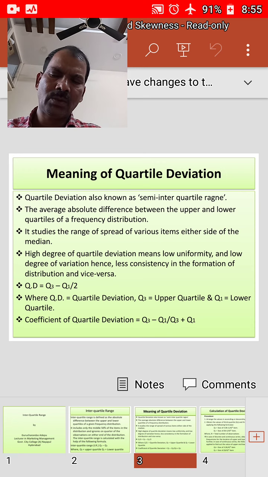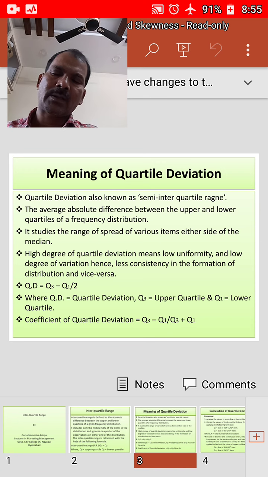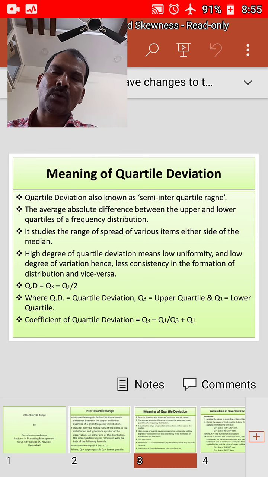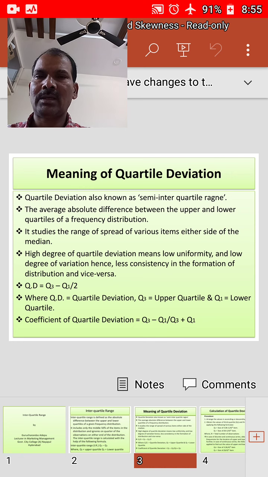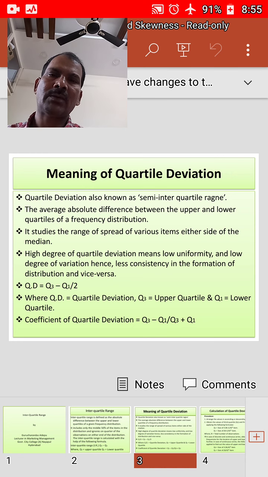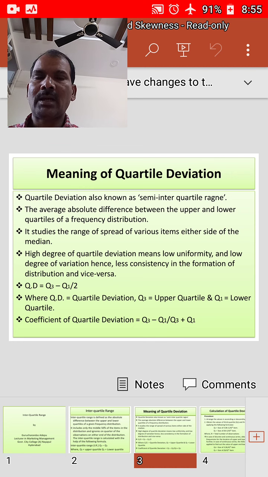Interquartile range is often used in data pertaining to socio-economic problems. It studies the absolute difference between the two quartiles. Next, we'll discuss the meaning of quartile deviation.